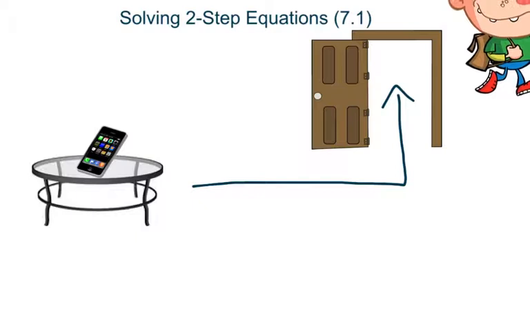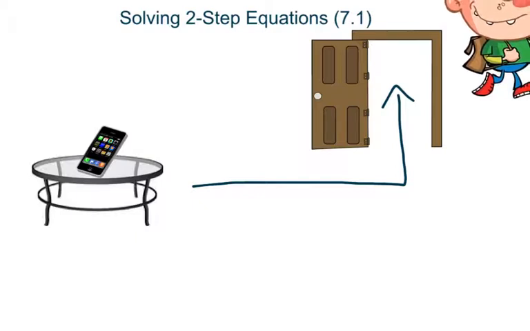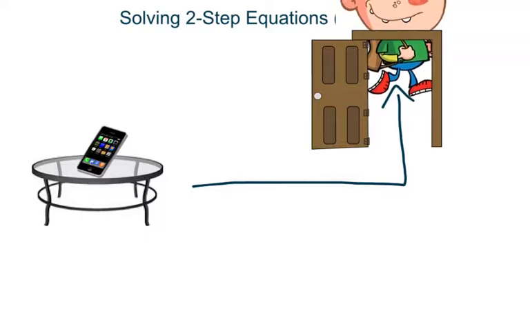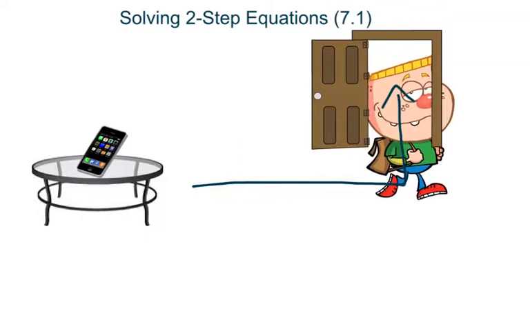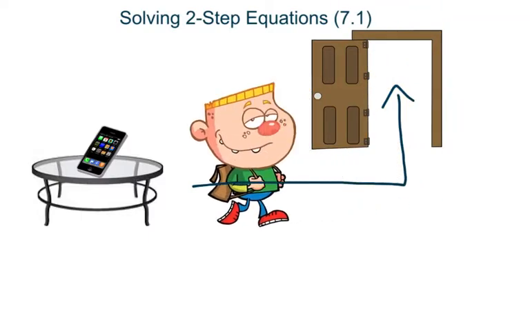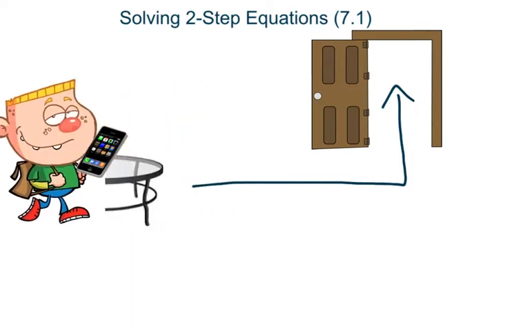Then it's time to come in and you forget where your cell phone is. Well, let's retrace our steps. You go back through the door, and now instead of taking a left, you take a right, and then you find it on the coffee table.